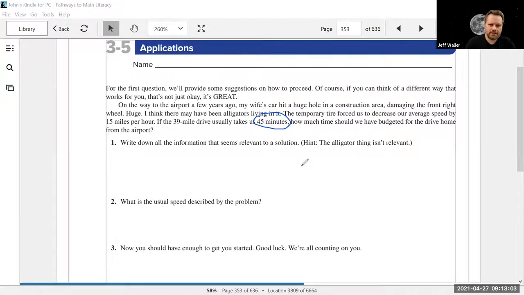And this is actually the way to approach this. Okay, they tell me it decreased my speed by 15. Well, what is my normal speed? Oh, they gave me more information. I can figure out the normal speed. I can subtract 15 from it. Woohoo!